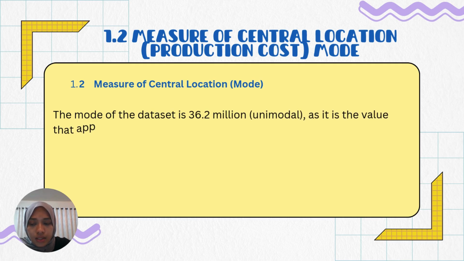Next is the measure of central location, production cost mode. From the previous table, we can see that the mode of the dataset is 36.2 million, unimodal, as it is the value that appears more frequently.